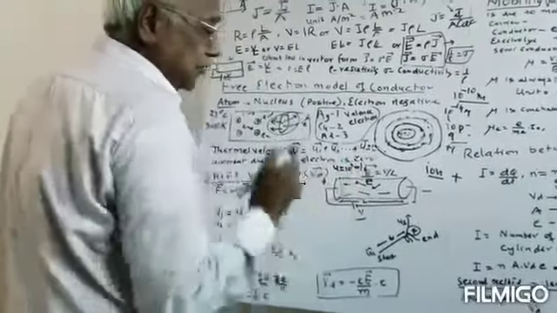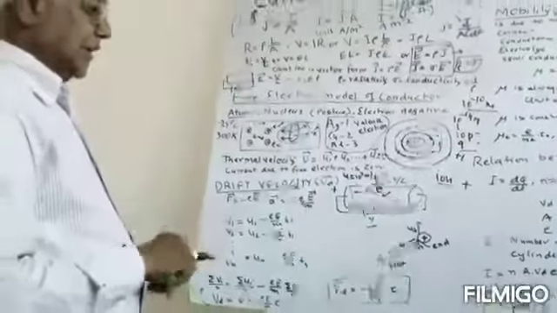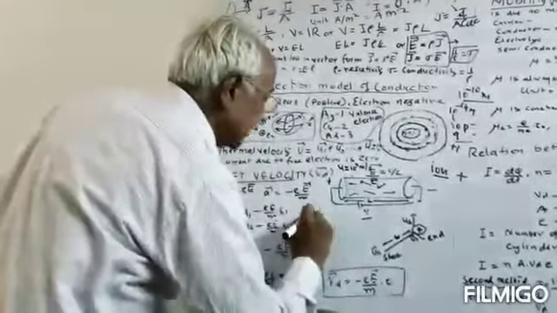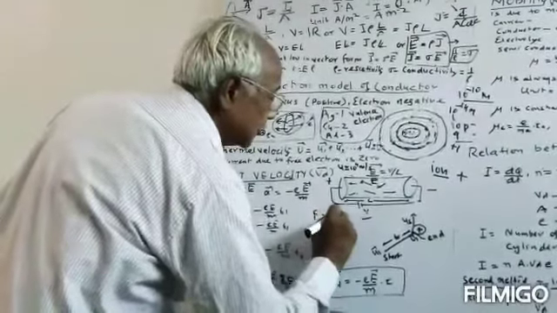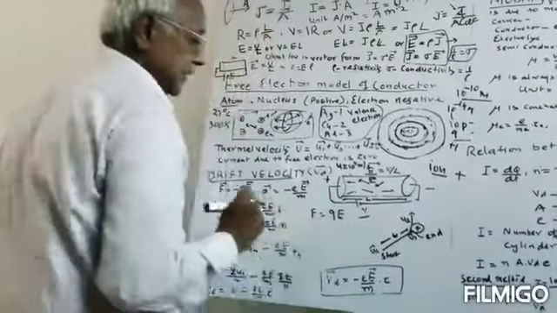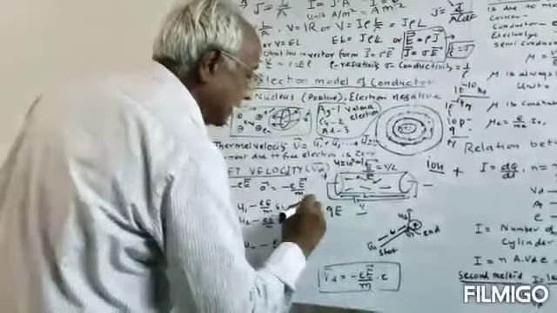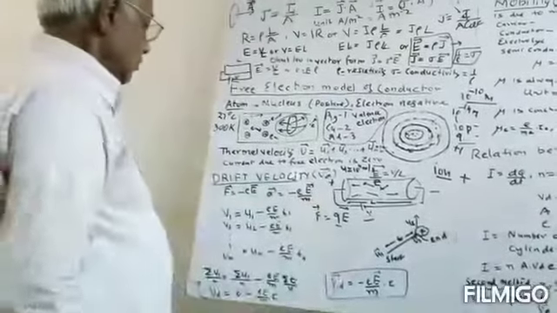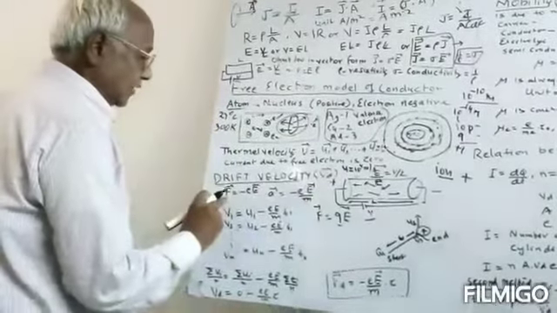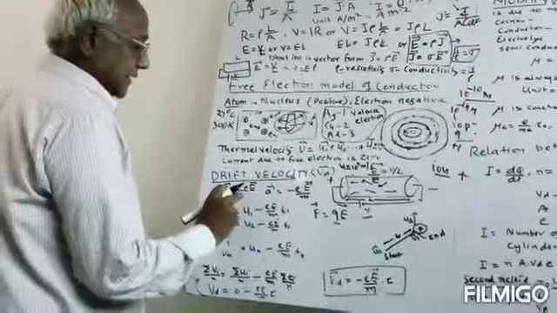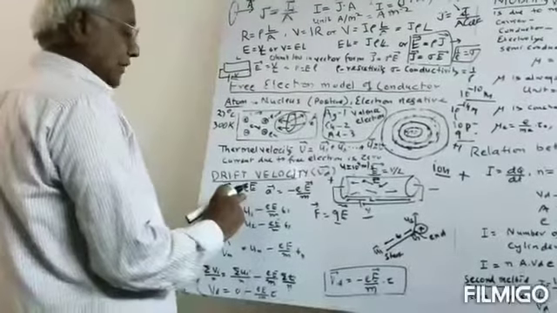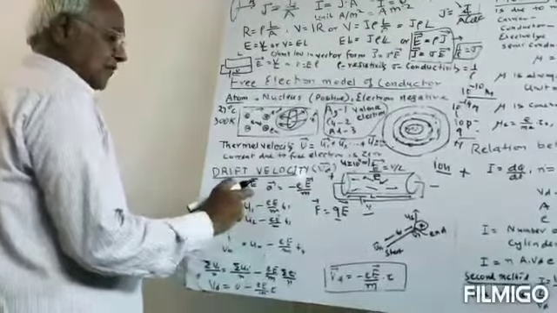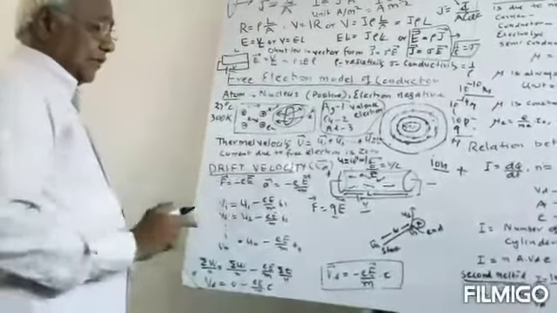Now what will be the force on a charged particle in the electrical field? The force will be equal to Q into E, where Q is the charge and E is the electrical field. Now the charge of the electron is minus e. So the force on the electron will be F equal to minus e, the charge of the electron, into E, the electrical field.